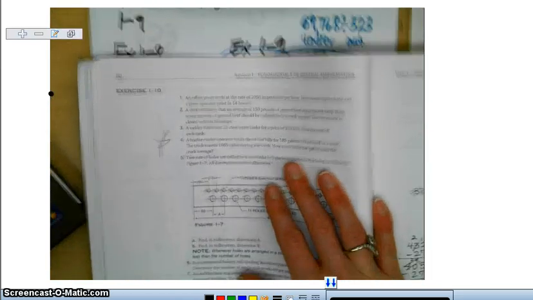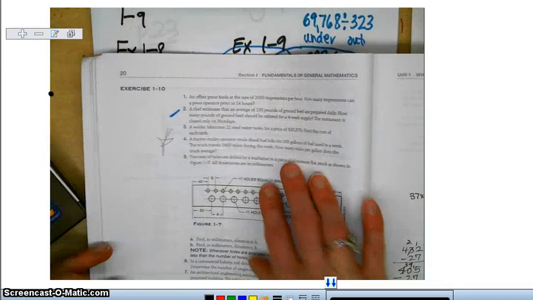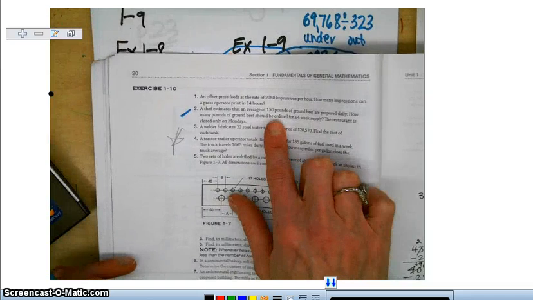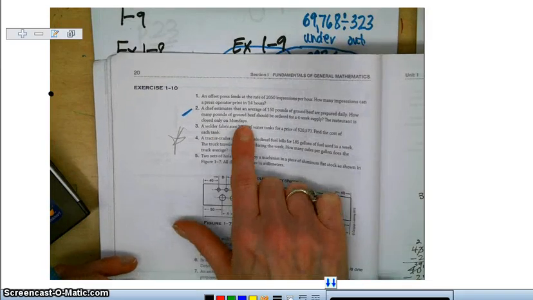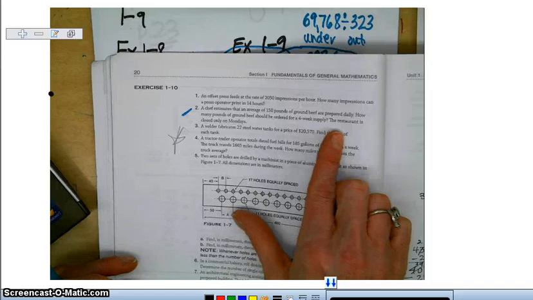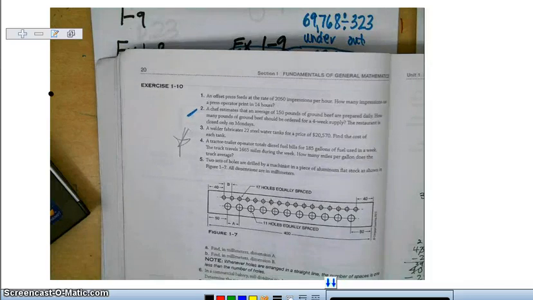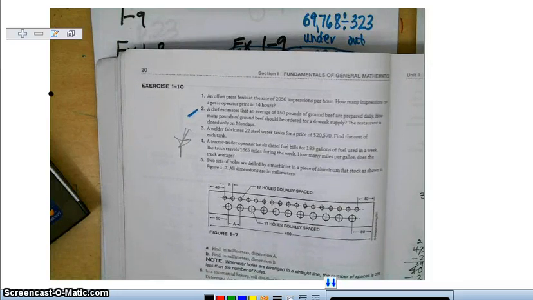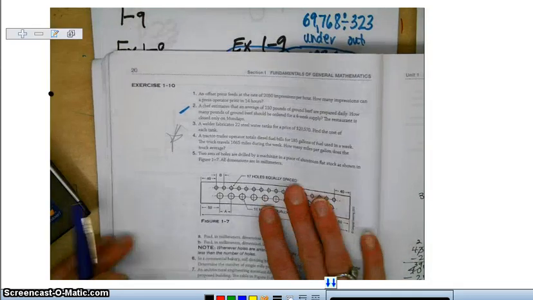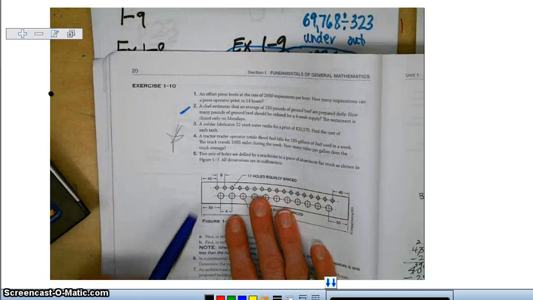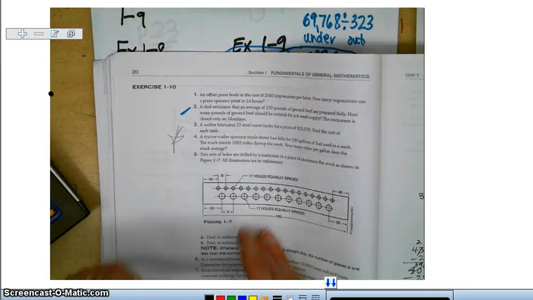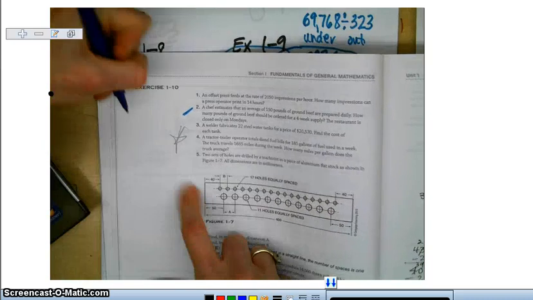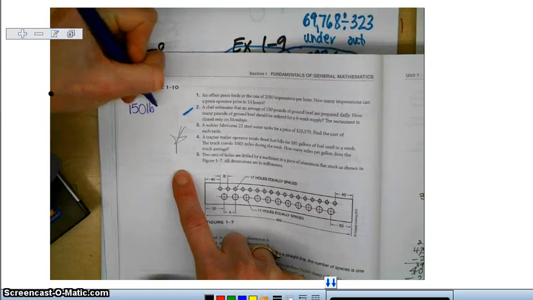Number 2 here: a chef estimates that an average of 150 pounds of ground beef are prepared daily. How many pounds of ground beef should be ordered for a 4-week supply? The restaurant is closed on Mondays. I'm just going to work through this right here in the margin of my book. So 150 pounds per day.